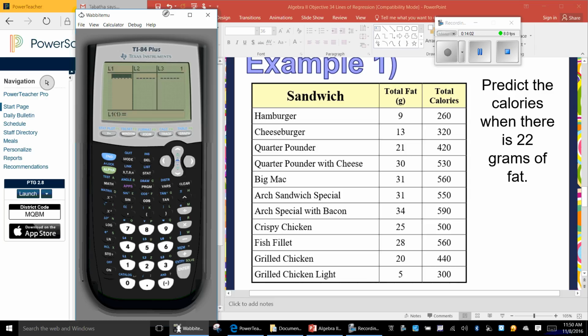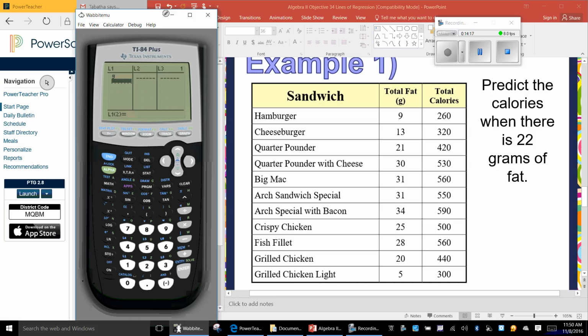Does everybody see an L2 and an L1? Because if you're working in L3, sometimes people's settings are messed up, and if you don't have an L1, it's not going to work. Does everybody see L1 and L2? All right, so we're going to put our total fat into our list 1.